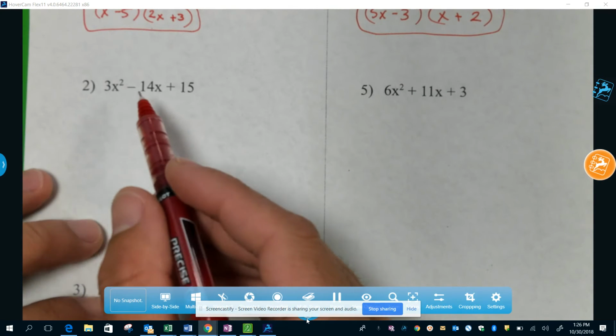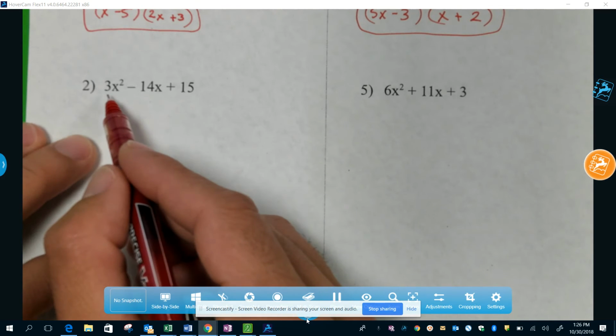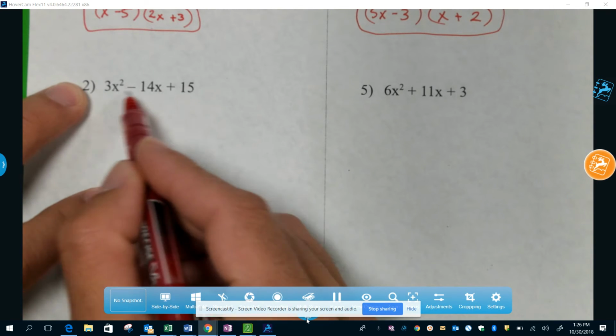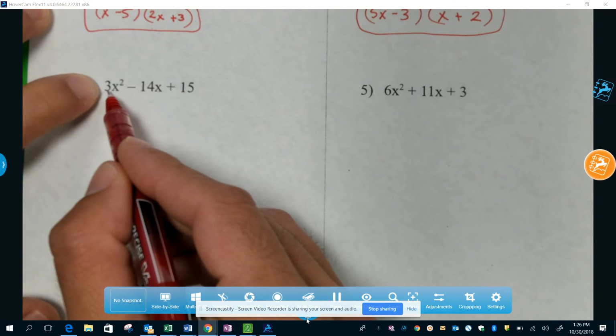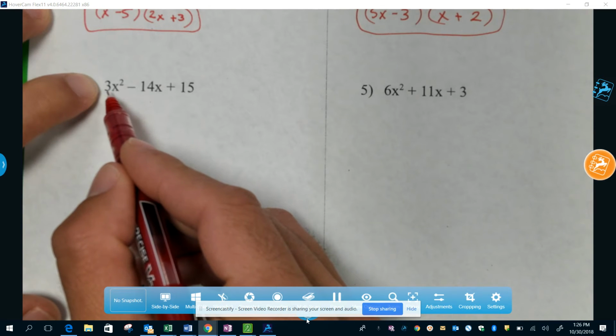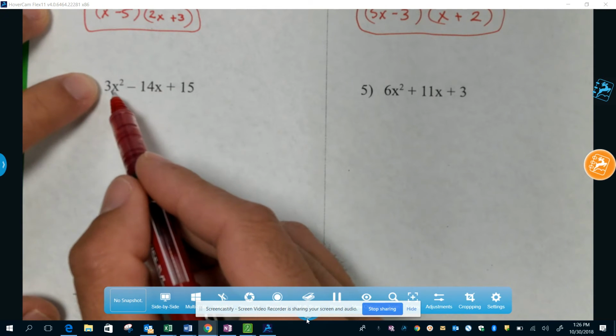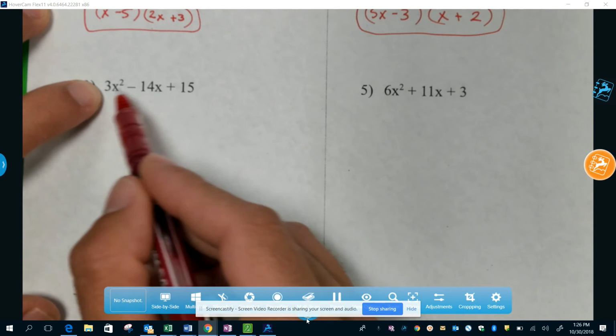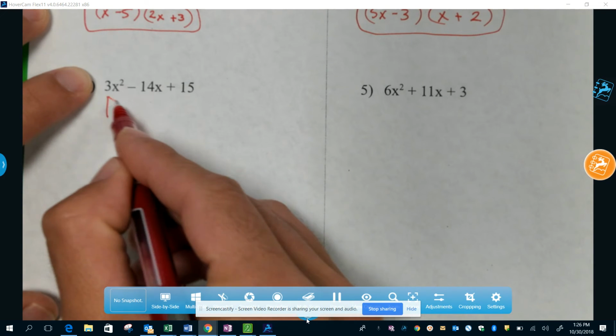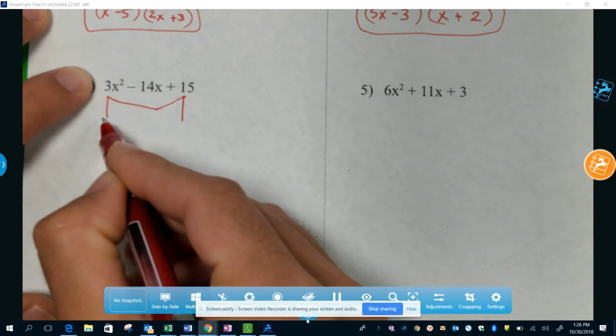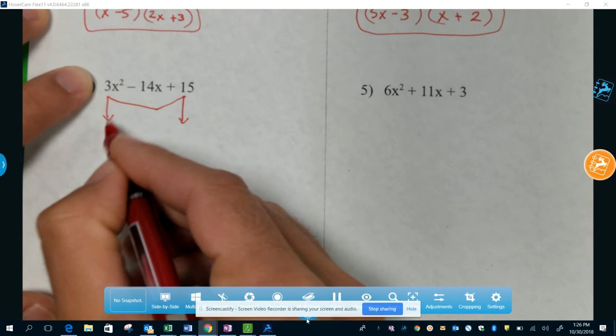Number 2 here. I've got time for one more example. Again, no GCFs to take out. My A value is not a 1. It's easy if it's a 1, but it's not a 1. So we check perfect squares. The front and the back are not perfect squares. So we're going to have to factor by grouping, or like I like to call it, the M method.